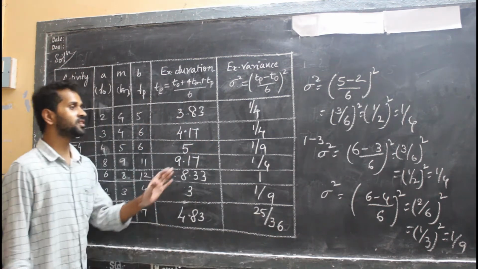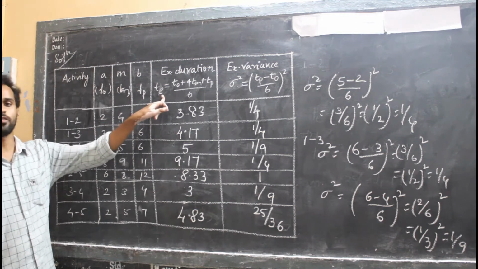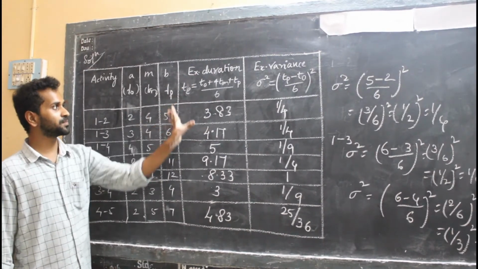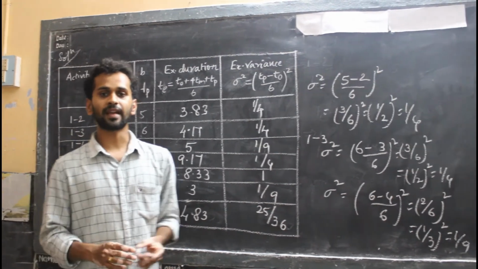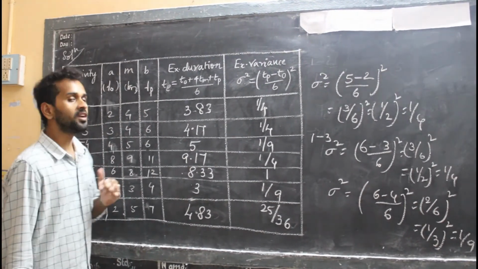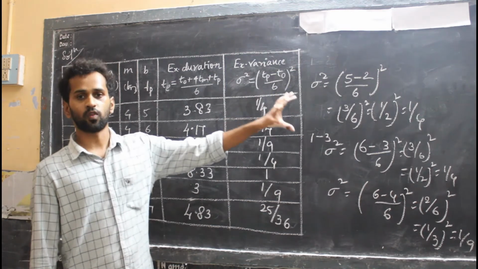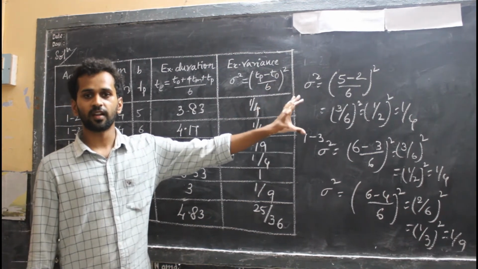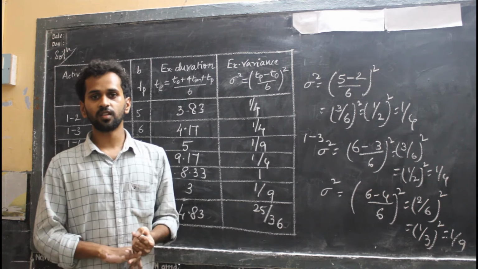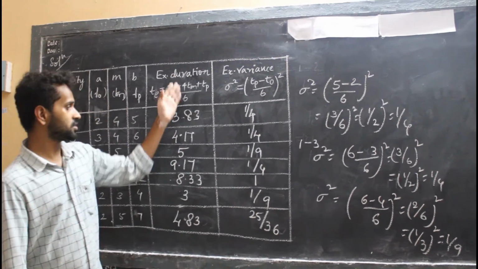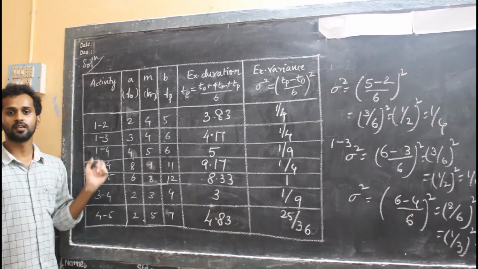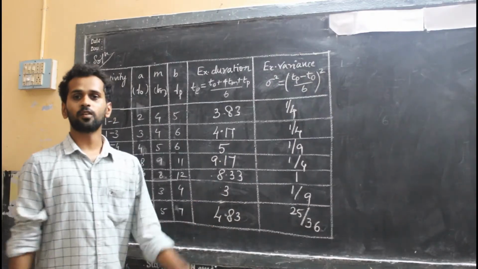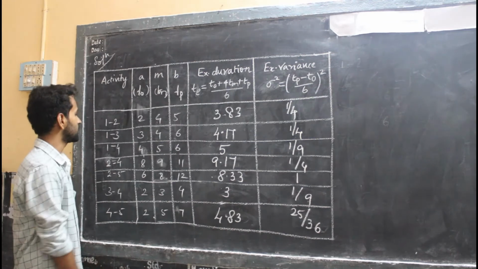Is it clear? Now with these calculations we have found TE values, that is expected duration. This expected duration is the time taken to complete the activity 1 to 2. Now our intention is to draw a network diagram. To draw a network diagram, what are the things we require? Activity and time duration. The time duration we have found here, TE. Using this TE, let me draw the network using the given activities.